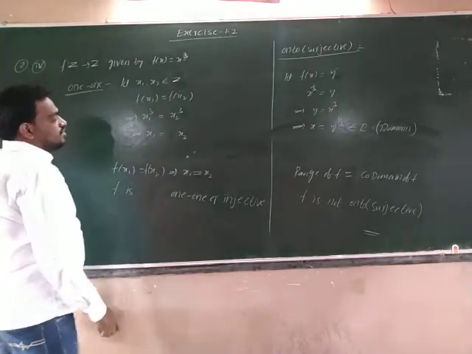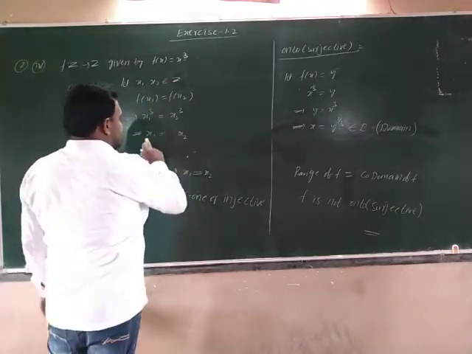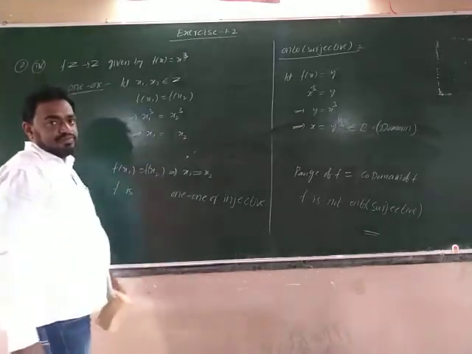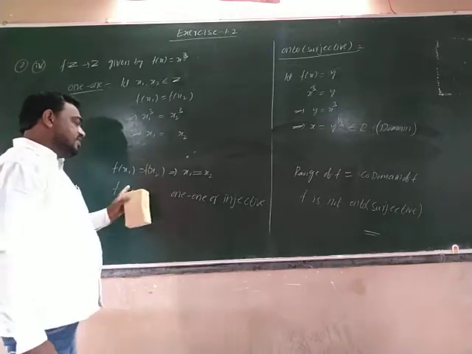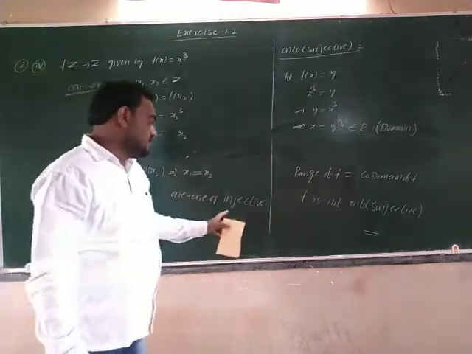x1 cube is equal to x2 cube, so x1 is equal to x2 definitely. After the third row we are getting the same. That means f is one-one, or injective.